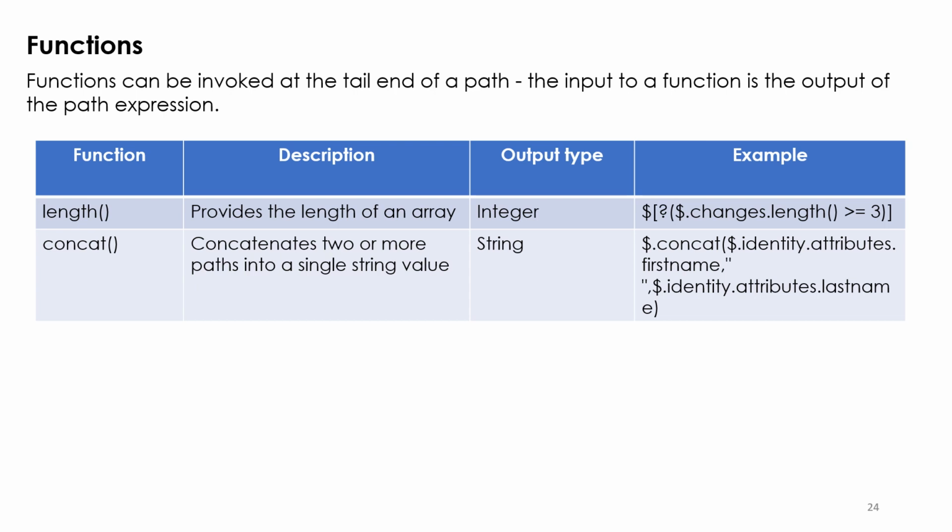And the next is concat. Concat is used to concatenate two or more paths into a single string value, and its output type will be a string type. You can see the example in the given table. In the next slide, we will understand about the different types of operators present in the filters.